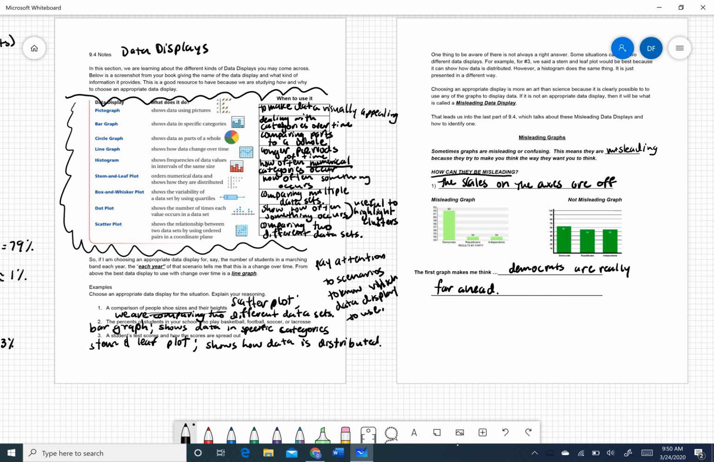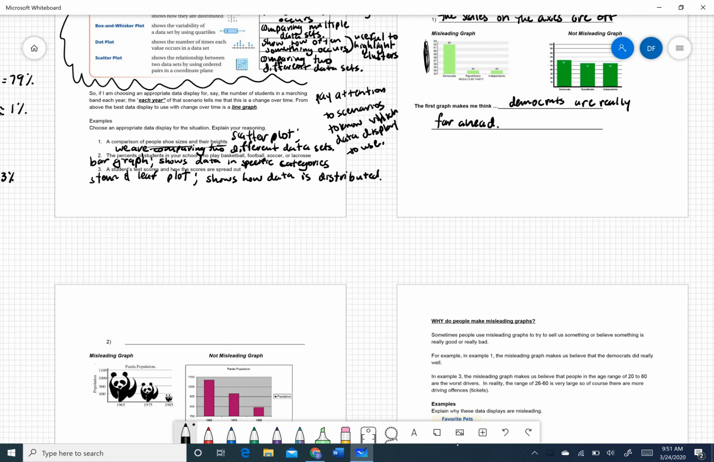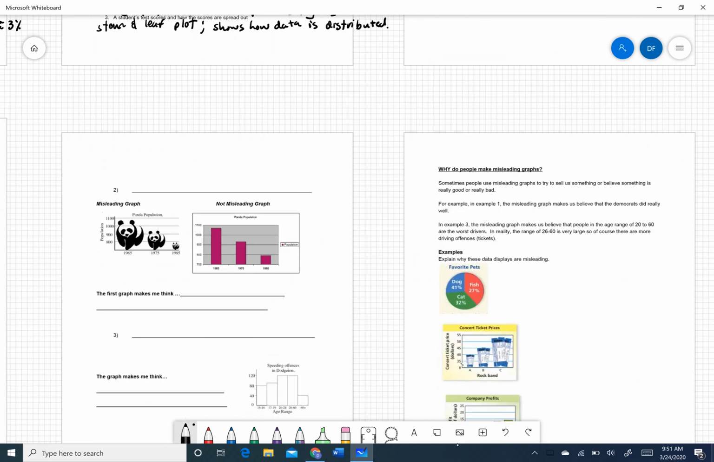And the reason is that the scale on the y-axis, if we look at it, starts at 53 and then ends at 63. So it makes it look like our Republicans and our Independents are really far behind, even though they're only at 54 and they're at 62. Right, so we want to pay attention to the axes, and just make sure that those are correct. Okay, so going on to the next ones.